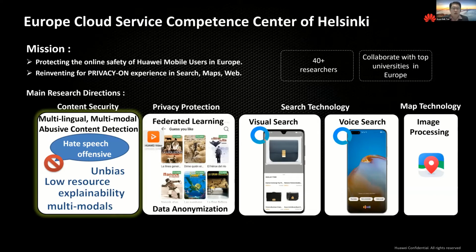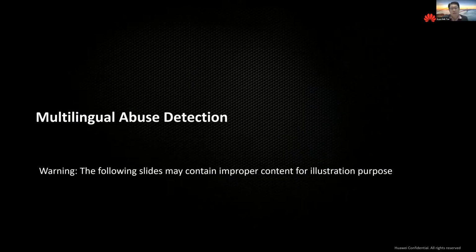We are also constantly looking at how we could create privacy preserving solutions in the area of search, maps, and the web. Our team has more than 40 researchers, mainly PhDs, and we also collaborate with top universities in Europe. We focus on 5 different areas: content security, privacy protection, visual search, voice, as well as image processing related to maps. My talk today will focus on the first, which is multilingual abuse detection.